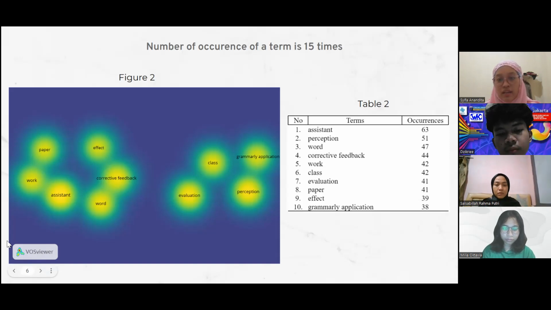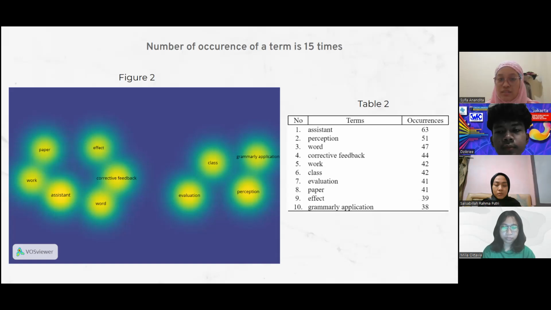So the second analysis was done to get more specific ideas of research and more specific terms by adjusting the minimum occurrence of terms from 10 to 15. The intensity of the color depicted in figure 2, as you can see, indicates the amount of research conducted on the topic, with darker colors indicating a higher number of publications. And then there's also table 2, which shows the occurrence each term has.